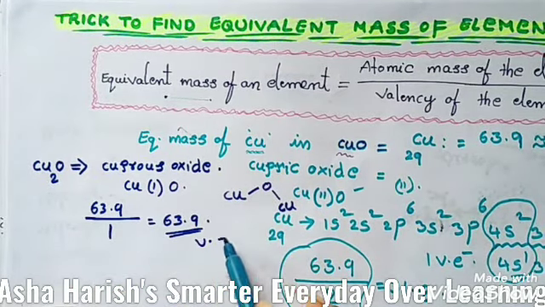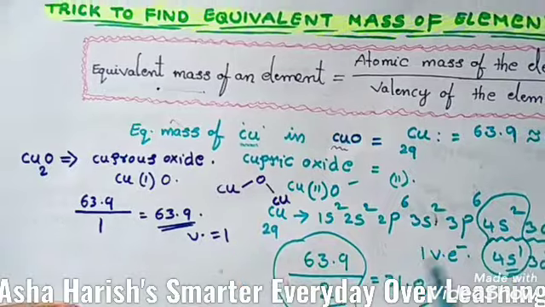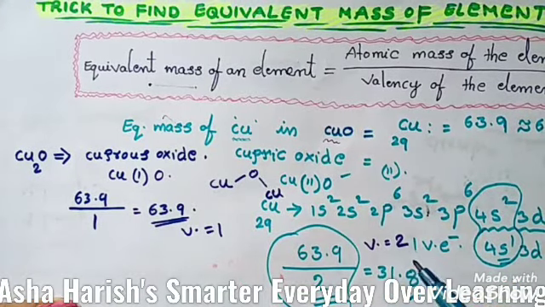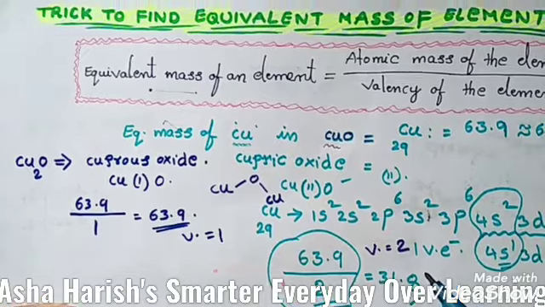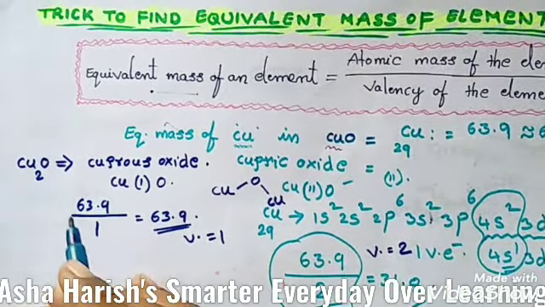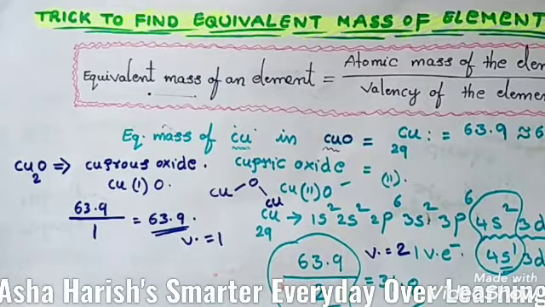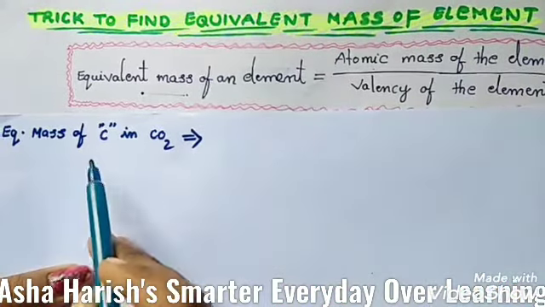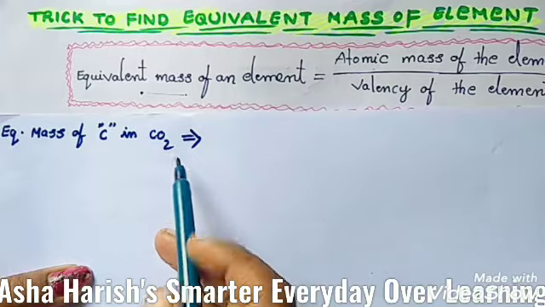Here the valency of copper is 1, and in the previous one the valency of copper is 2. I hope you understand. This is about the equivalent mass of the copper element. We shall discuss some more examples. In this next example, find the equivalent mass of carbon in CO2.